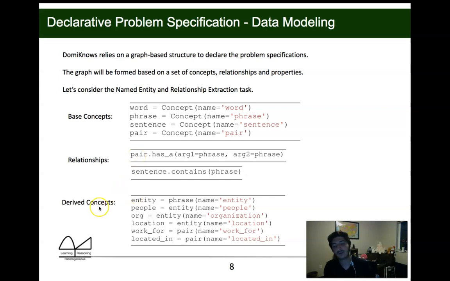We also have some derived concepts, which are basically the output concepts or the latent concepts of our networks. Like here, we say entity is a type of phrase, people is a type of entity, organization is a type of entity, work_for is a type of pair, located_in is a type of pair.